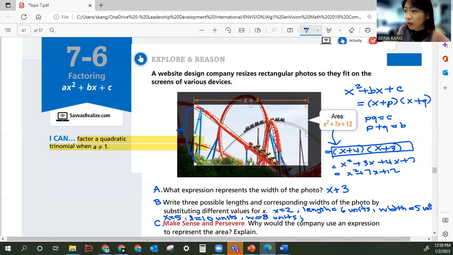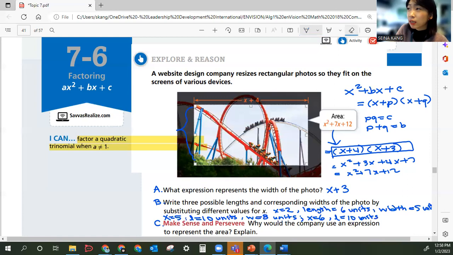Okay. And when x is equal to 6, this is just random numbers, okay? It doesn't have to be 2, 5, or 6. You can pick your own number. You can pick 1, you can pick 7, you can pick 10, however you like, but your length and width have to be x plus 4 and x plus 3, okay? When x is equal to 6, length is 6 plus 4, which is 10.